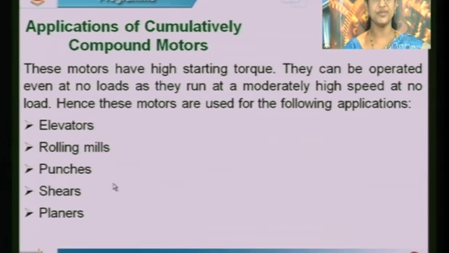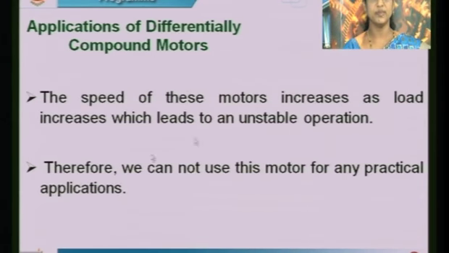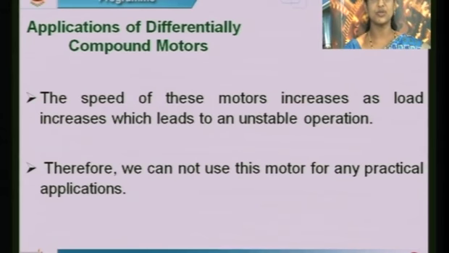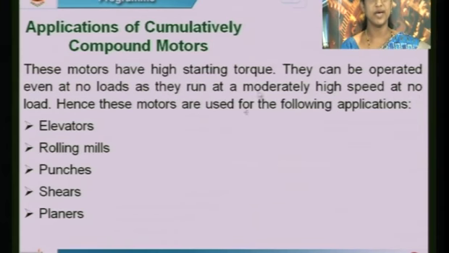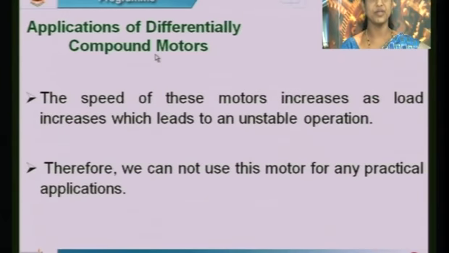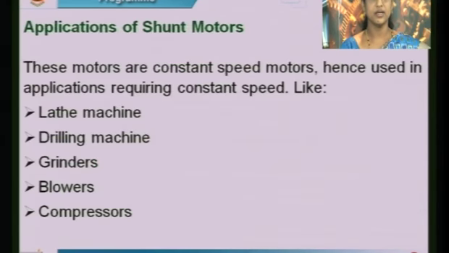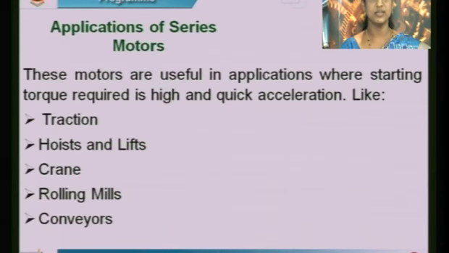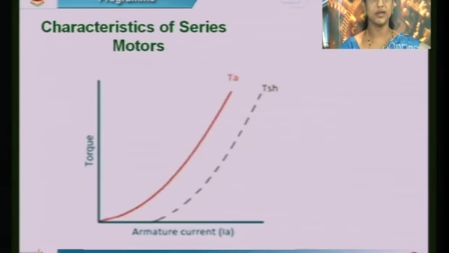And you see the application of differentially compound motors. Here the speed of these motors increases as load increases, which leads to an unstable operation. When the machines give unstable operation, they are not suitable for any particular practical applications. That is why normally we use cumulatively compound motors in practical applications. We are not going to use differentially compound motors in practical applications. This is how you get the characteristics of DC series motor, DC shunt motor and DC compound motors.